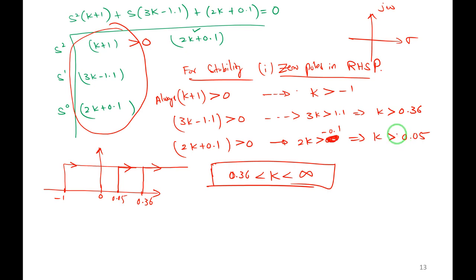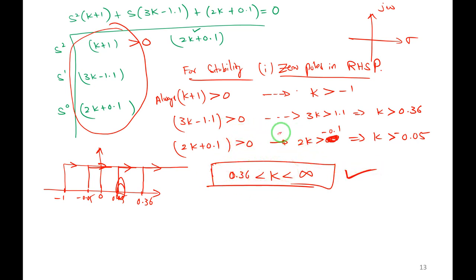K should be greater than minus 0.05. Minus 0.05 comes here, so greater than this, but here it is not affecting anything. Anyhow, it is greater than. So k should be greater than minus 0.05, so this will not come. But finally, k should be greater than 0.36 but less than infinity. This condition holds good. I have made a mistake while calculating, I do agree, but this range of k remains the same.